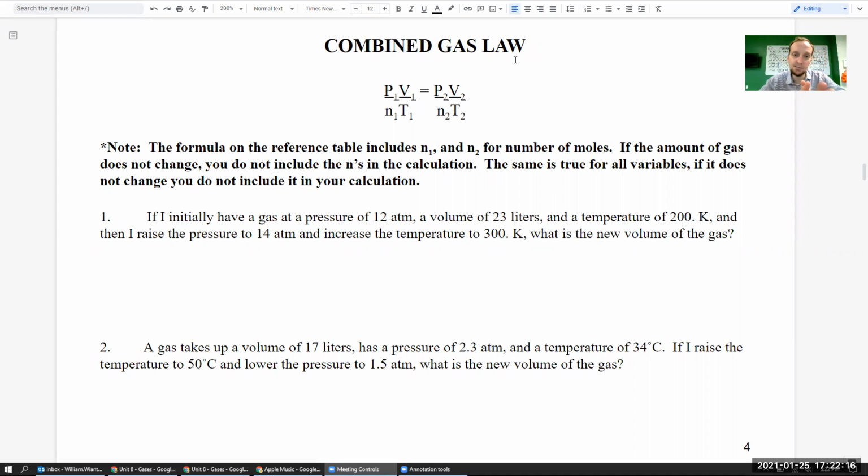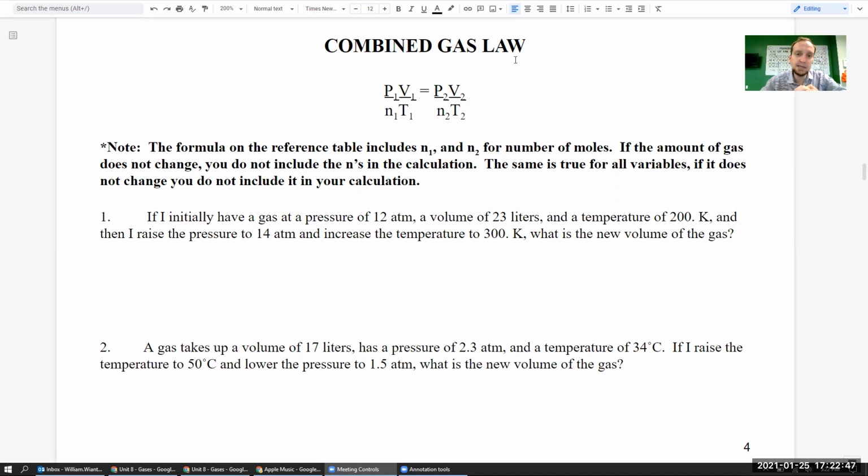Basically, as you guys can probably assume, on the left side, the ones refer to your original conditions, what it is now. And on the right side, the twos refer to what the conditions will be after it changes. So we have what it was versus what it is, or what it's changing to. What it says here in the note in bold is that the N stands for the number of moles. And you guys already know pressure, volume, and temperature.